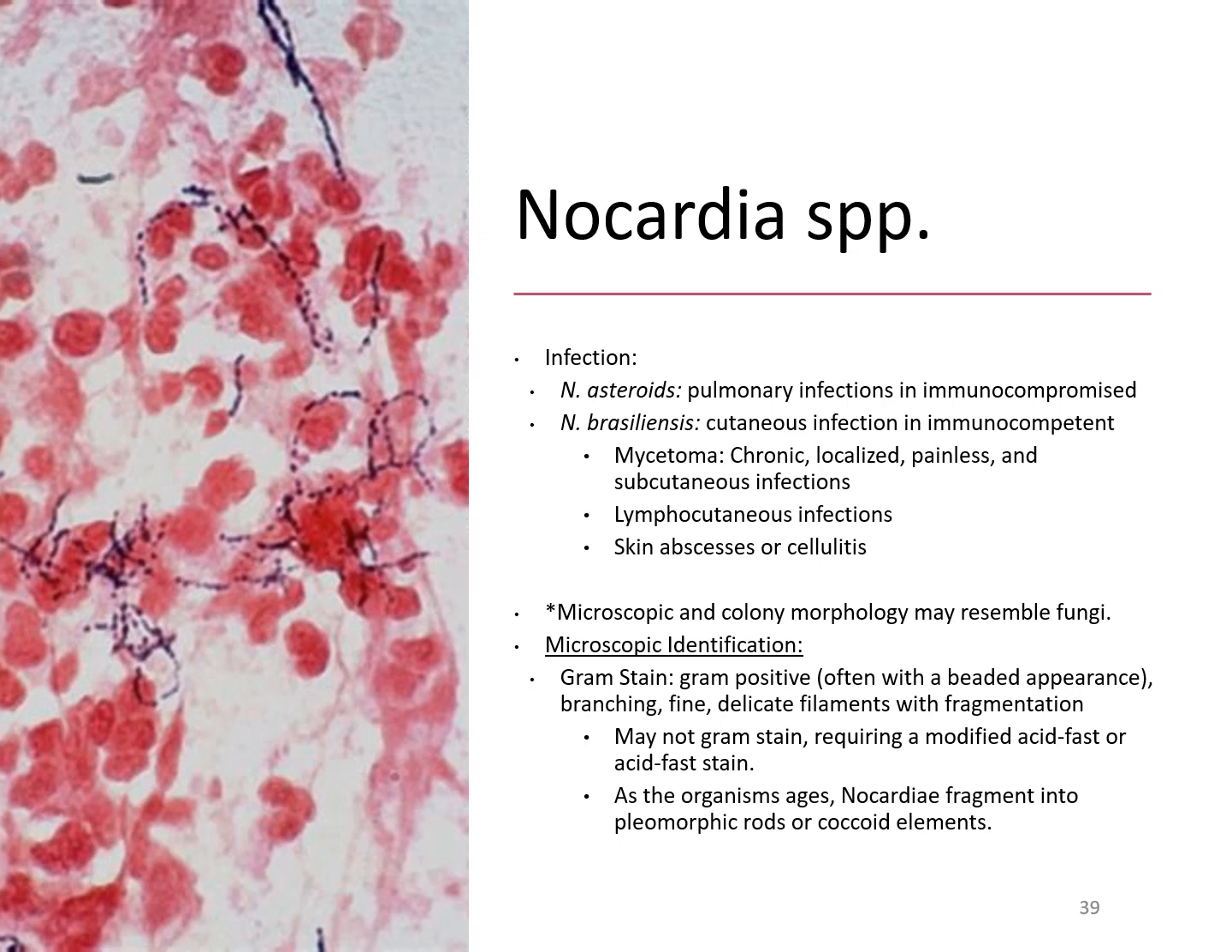As the organism ages, it will start to get more of that fungi type look, where it will start having fragments or pleomorphic rods or coccoid elements. And so you can see that beading type appearance in the stain as it ages.